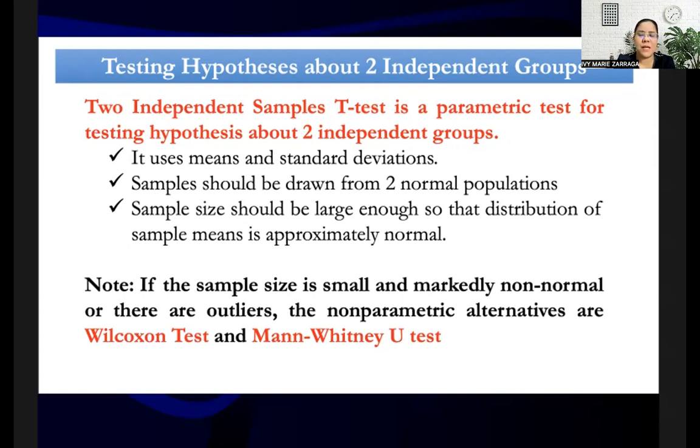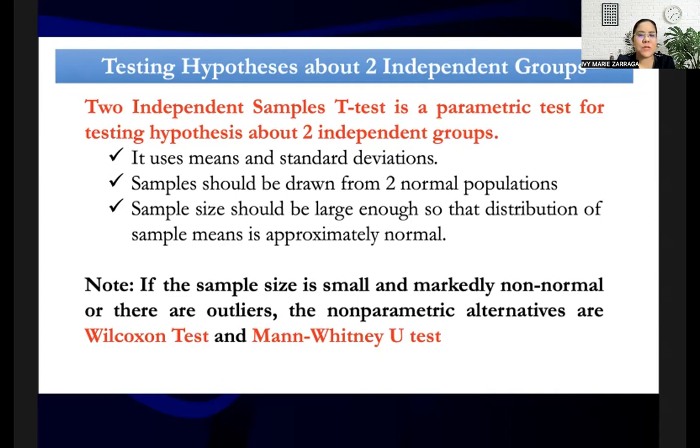Another example, you want to measure the level of job satisfaction between public school teachers and private school teachers. So our two groups are public school teachers and then private school teachers. So it is clear when to use the T-test for two independent groups.